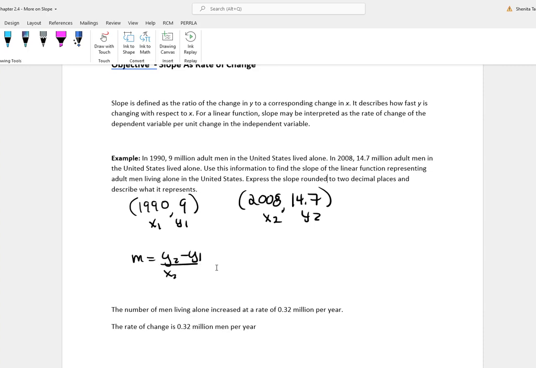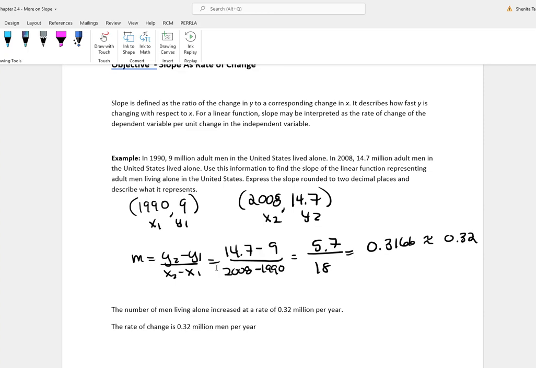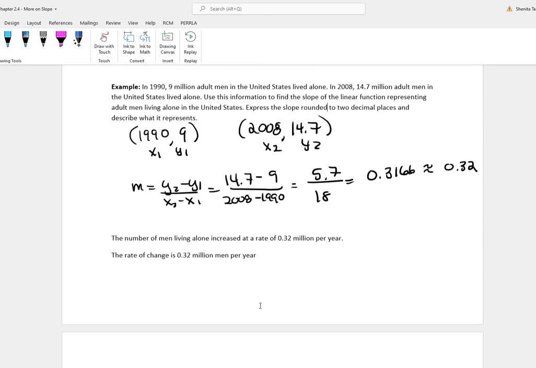So let's go ahead and write out the equation for slope. This will be 14.7 minus 9 all over 2008 minus 1990. I get 5.7 all over 18. That's 0.3166, which is approximately 0.32. I just rounded to 2 decimal places. So what does this mean? It means the number of men living alone increased at a rate of 0.32 million per year. The rate of change is 0.32 million men per year.